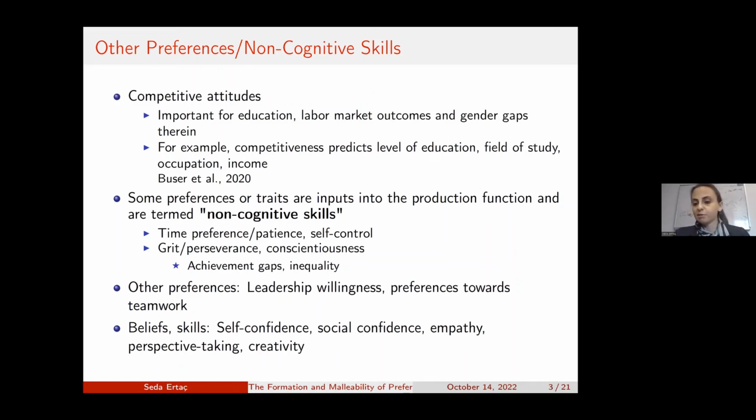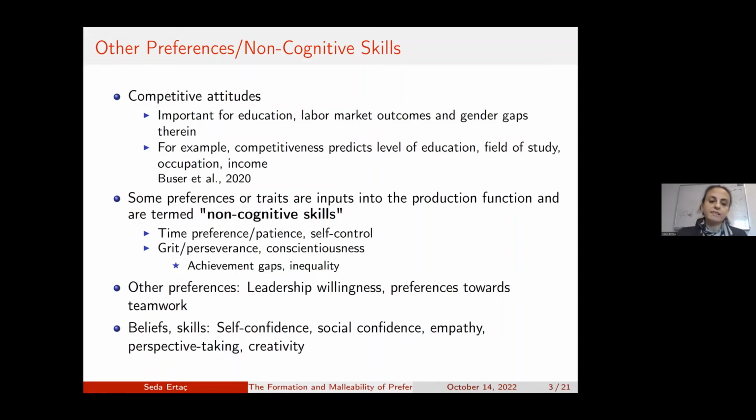For example, competitive attitudes has recently been shown to be important for education, labor market outcomes, and gender gaps in these outcomes. It predicts level of education, field of study, occupation, and income conditional on occupation. And some preferences or traits that are inputs into the production function in education or in organizations are sometimes termed non-cognitive skills by the labor economists. And these are time preference, patience, and self-control. Additionally, the big five trait of conscientiousness, which is also significantly linked to grit and perseverance. And these are important to education policymakers because they also affect achievement gaps and inequality.